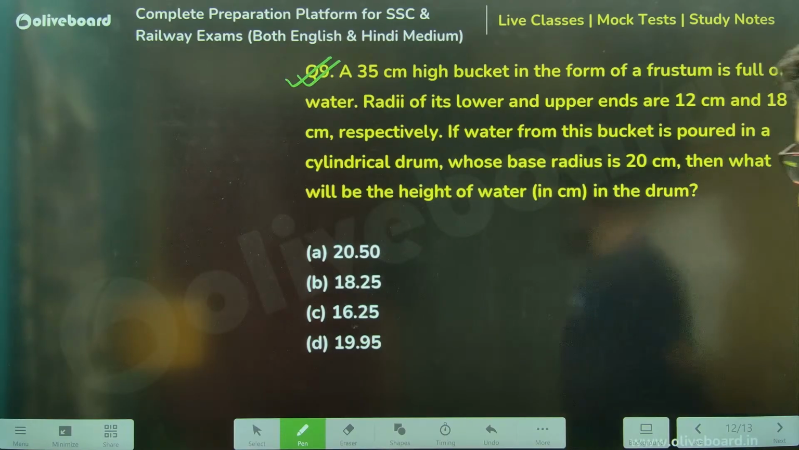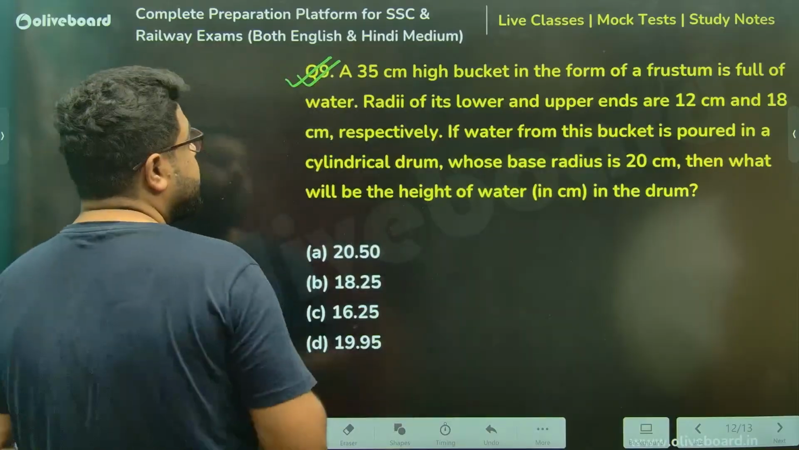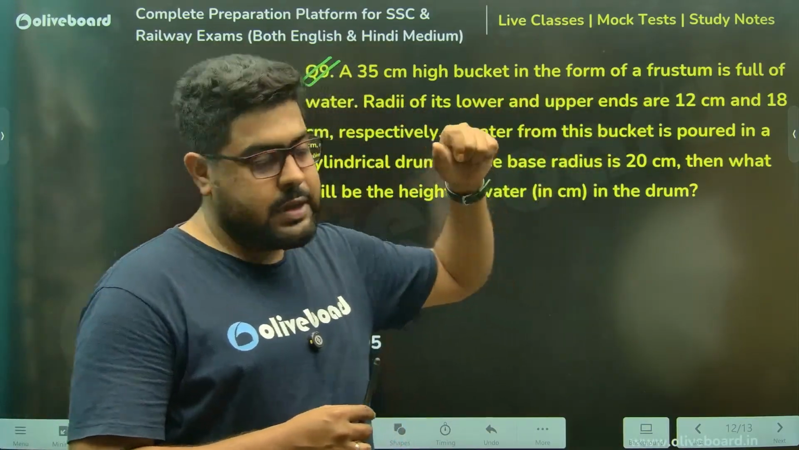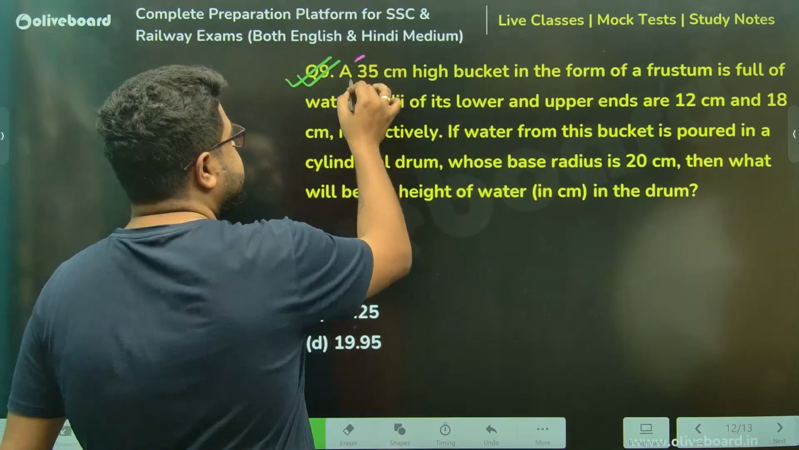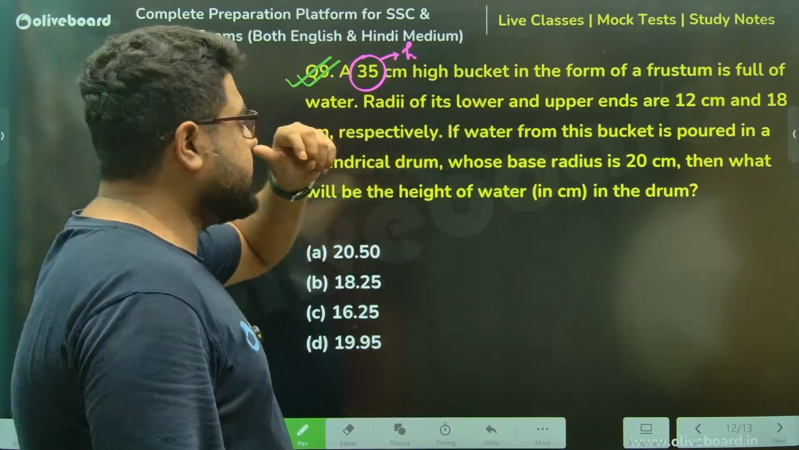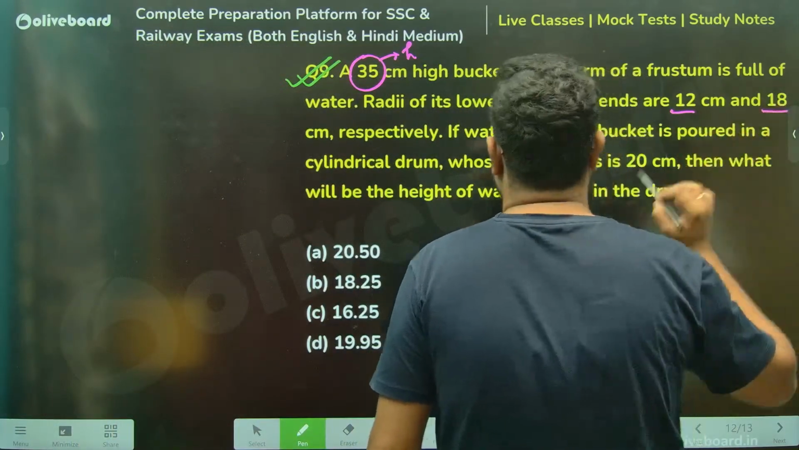A little tricky, but you can actually do this. A 35 centimeter high bucket in the form of a frustum. So this is the height of the frustum. The radii R1 and R2 are given. One is 12, another is 18.